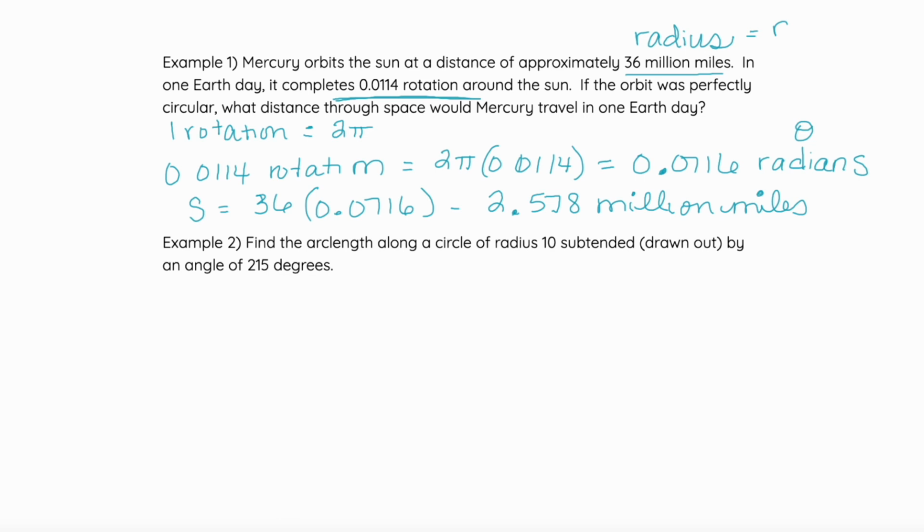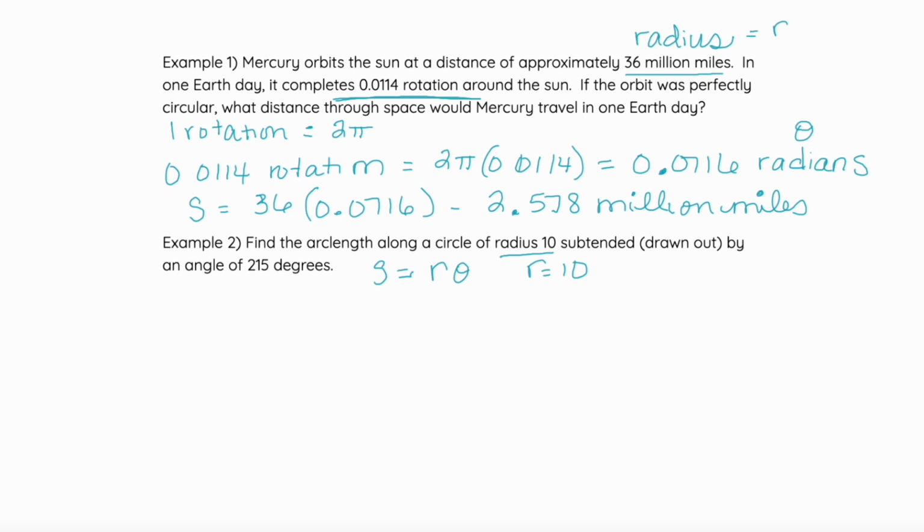Example 2 is asking us to find the arc length. Again, we need the arc length. Its formula is S, arc length, is equal to the radius times theta, which is the radian measure. Find the arc length of a circle when we are given the radius is equal to 10, subtended or drawn out by an angle of 215 degrees.